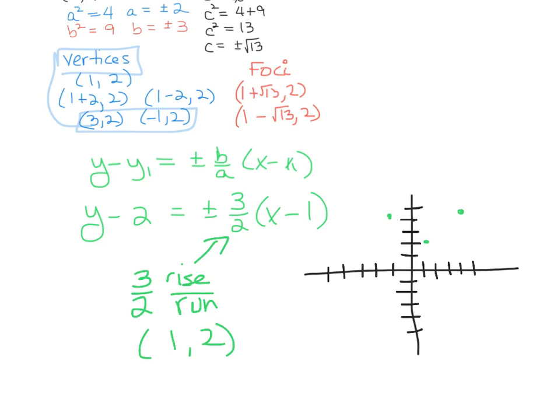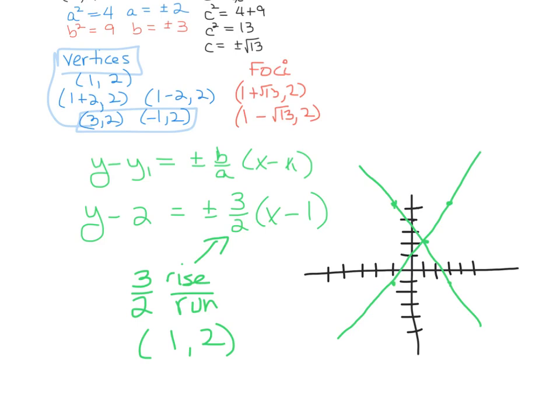I need to go a little higher here. I need to go up 3. 1, 2, 3, and then over 2. So over here, oops, why isn't it writing? 1, 2, 3, 1, 2, and then up 3 and over 2. So over here, and then I can go down 3 and over 2. And then down 3 and over to the left 2. So here are my asymptotes.